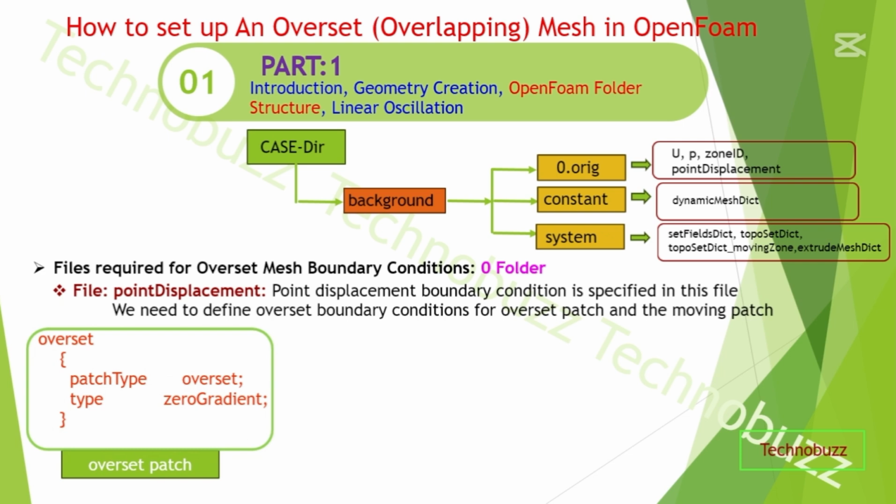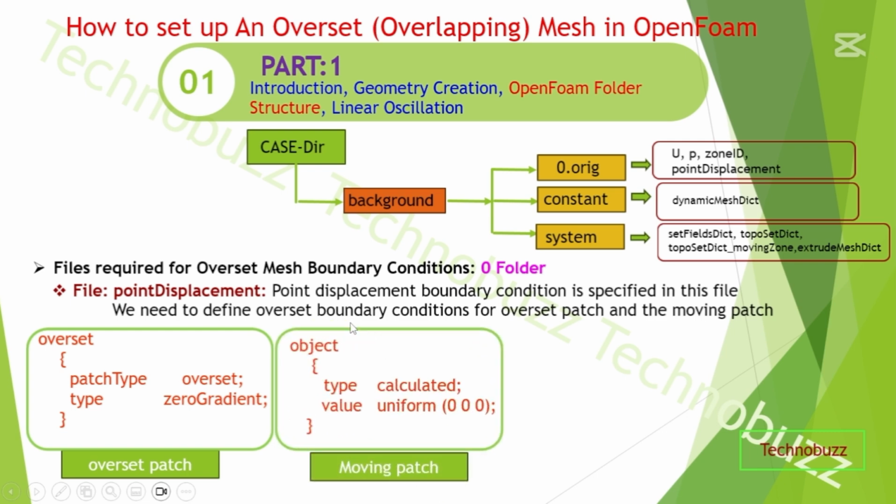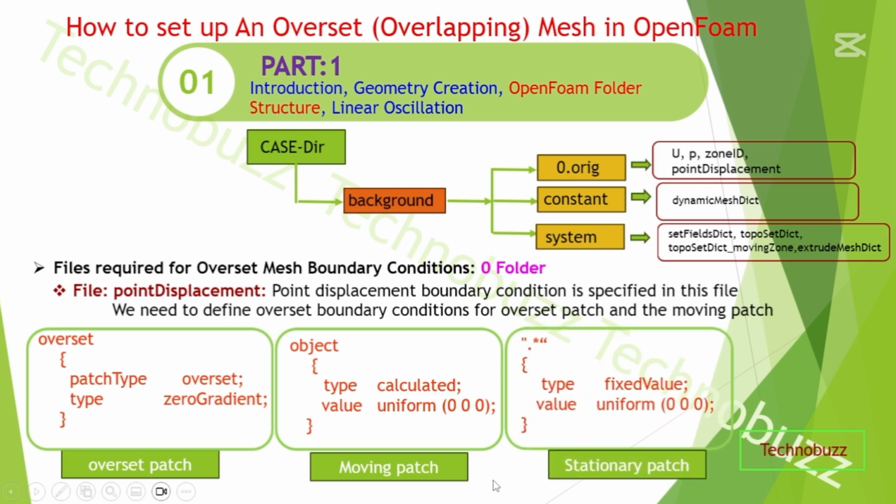So for overset patch, the patch type is specified as overset and the type is 0 gradient. For the moving patch or the moving object, the type specified is calculated. Further, for all the stationary boundaries, the patch type is fixed value. It may be noted that for a symmetric boundary condition, the patch type would be empty here.